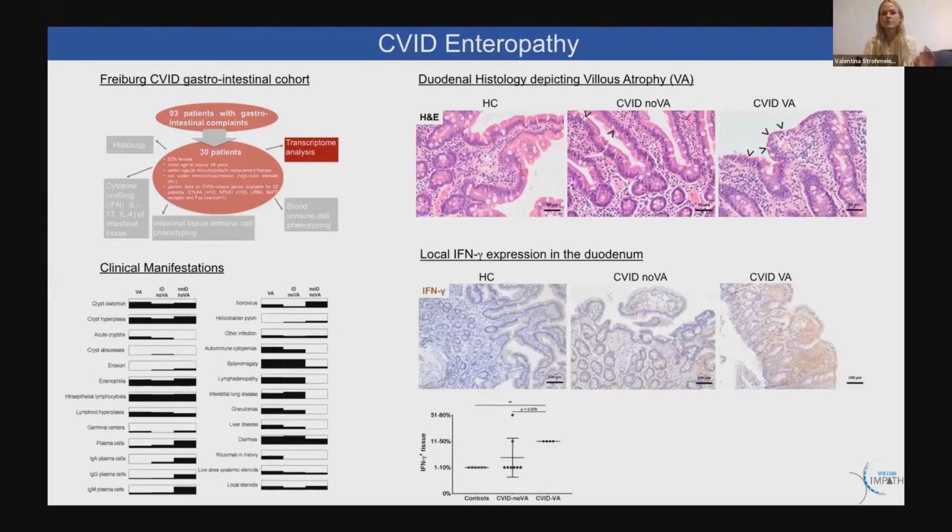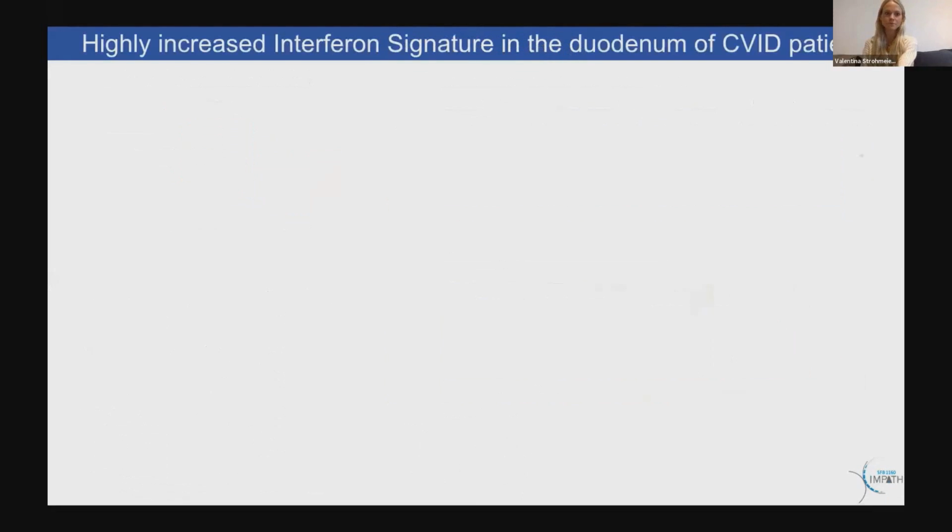Next, we also addressed whether there was an increased expression of interferon gamma within the tissue. On the right-hand side, you can see a high interferon gamma expression in the CVID VA duodenum, and elevated interferon gamma expression, shown in brown, in the CVID no VA duodenum compared to healthy controls. This upregulated interferon gamma expression in the villus atrophy patients was significant compared to healthy controls.